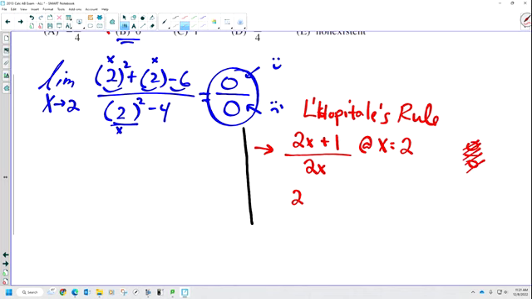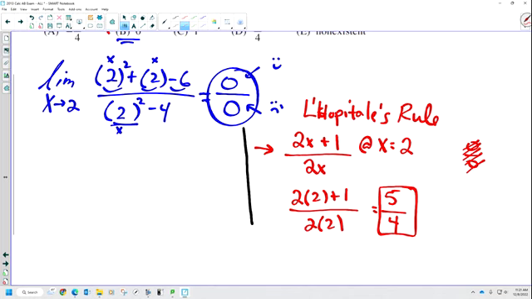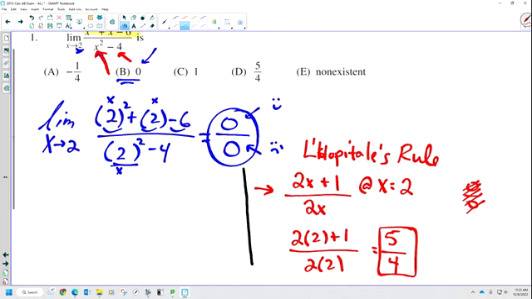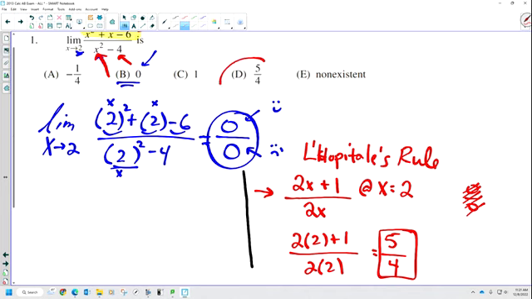I get 2 times 2 plus 1 for the numerator, which is 5. And then I get 2 times 2, which is 4. So this is our answer, 5 over 4. And that is choice D. But I said I would show you both ways. Let's do the factoring method.